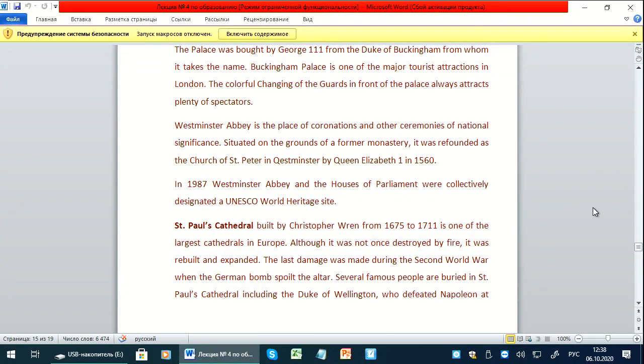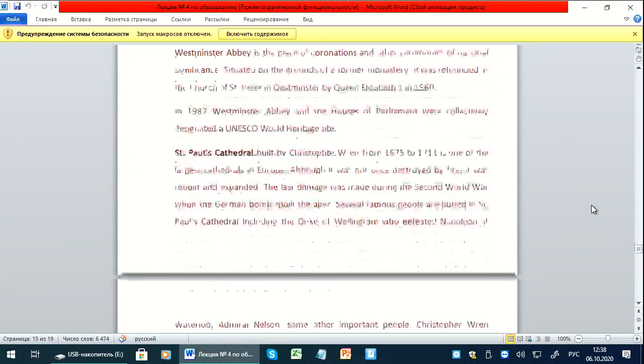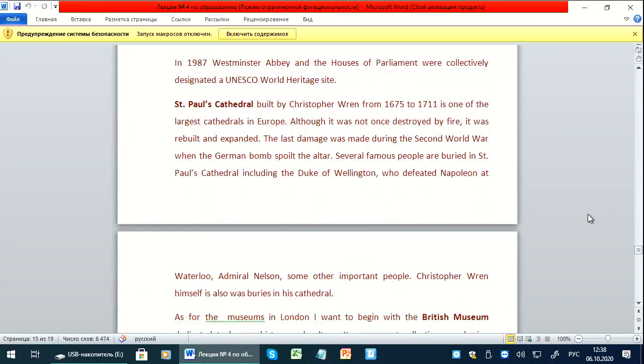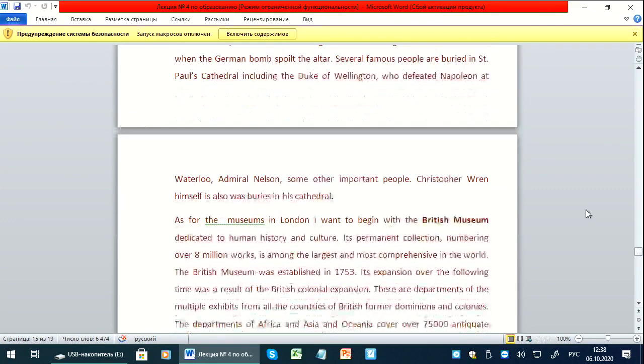Several famous people are buried in St. Paul's Cathedral, including the Duke of Wellington, who defeated Napoleon at Waterloo, Admiral Nelson, and some other important people. Christopher Wren himself was buried in his cathedral.